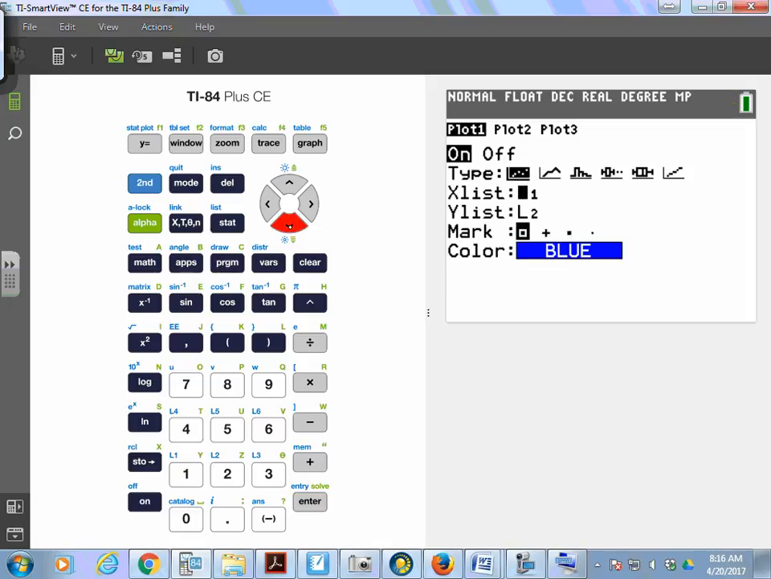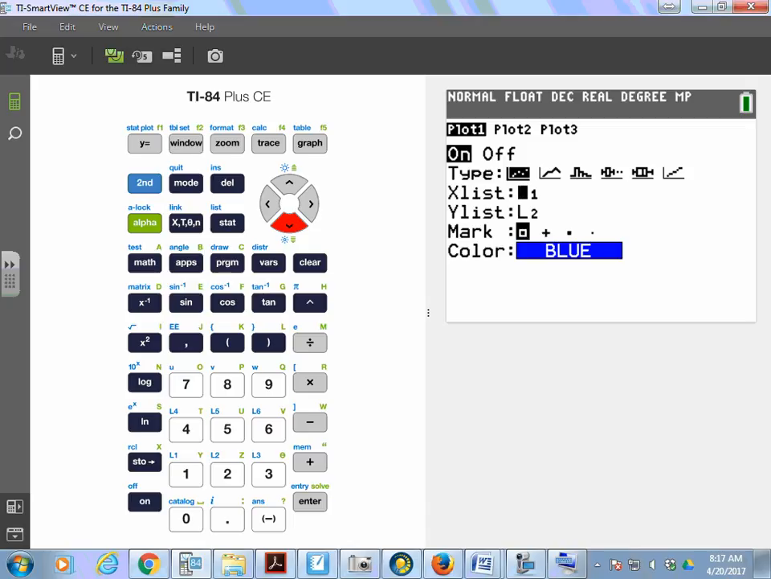And then probably your data are in list 1 and list 2, so it probably says list 1 and list 2 here. Then I always use the square for my type of dots. You can use a square, a little cross, a big dot, or a little dot. And if we're using color ones, you can change the color.